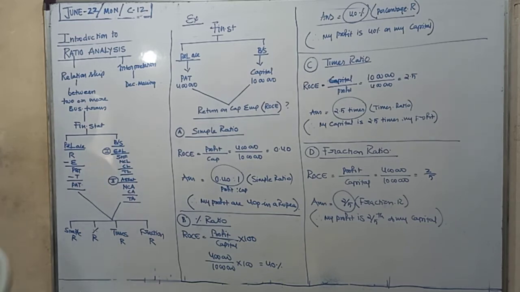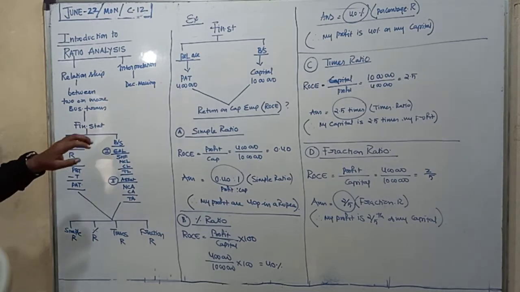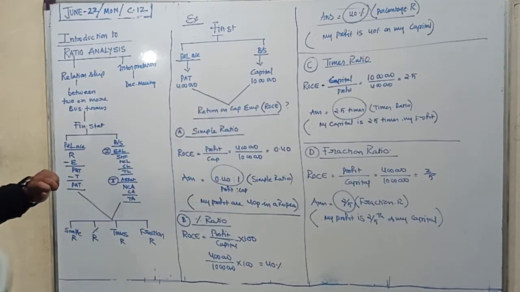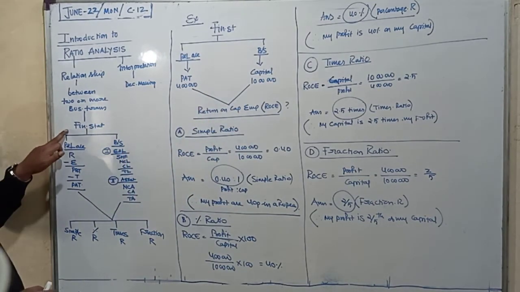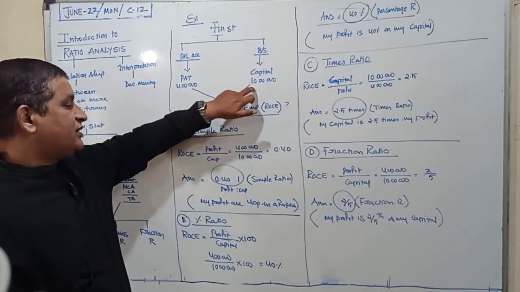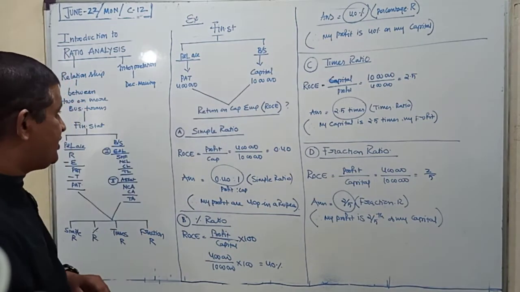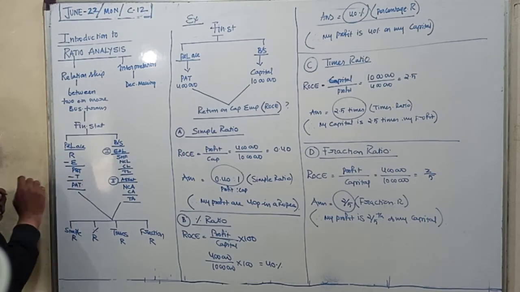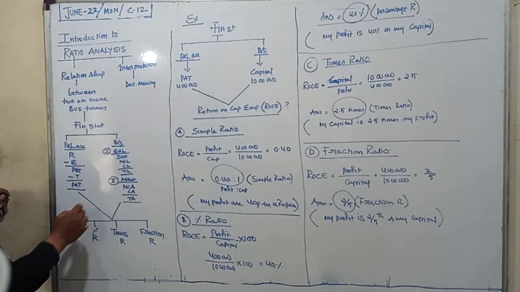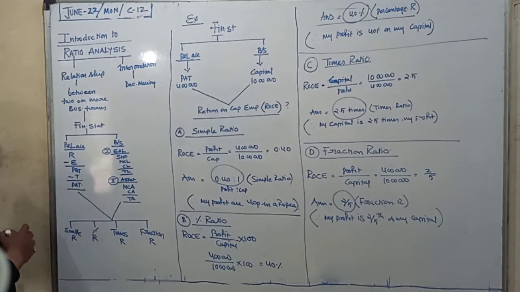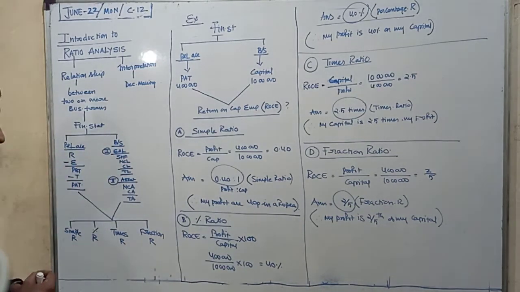So ratio is a relationship between two or more business transactions. Here the two transactions were profit and capital. These transactions are taken from the financial statement, so profit has been taken from the profit and loss account, and capital has been taken from the balance sheet. It's not necessary that we take both transactions from the profit and loss account, or both from the balance sheet, or from the profit and loss account and balance sheet put together. So any combination is fine.